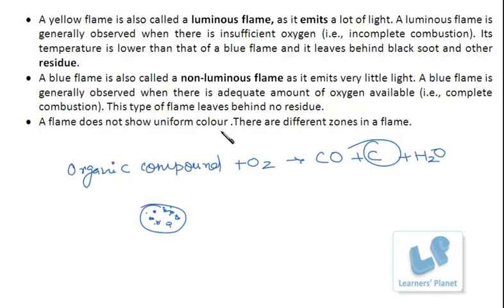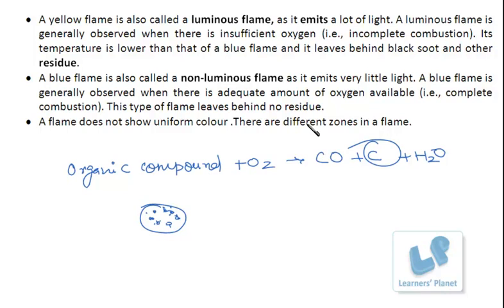And a flame does not show uniform color. Obviously, there are different zones in a flame. So this is what a flame is. Now students, when there is a flame, it gives you light and it also can be used.